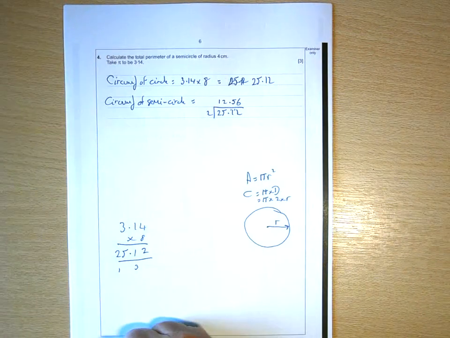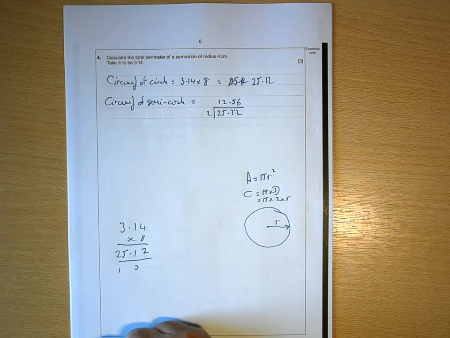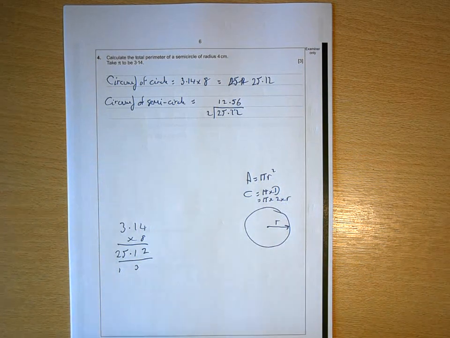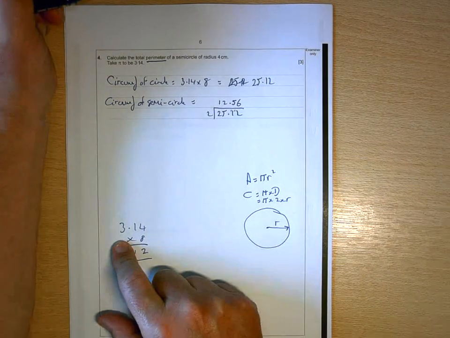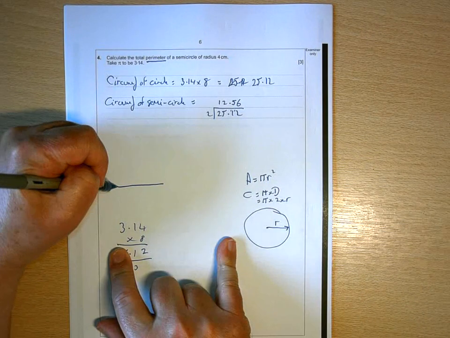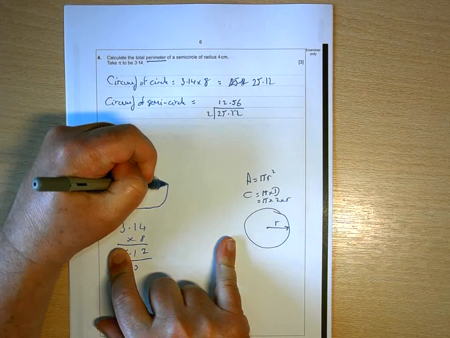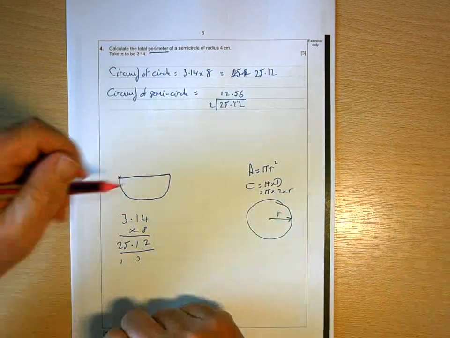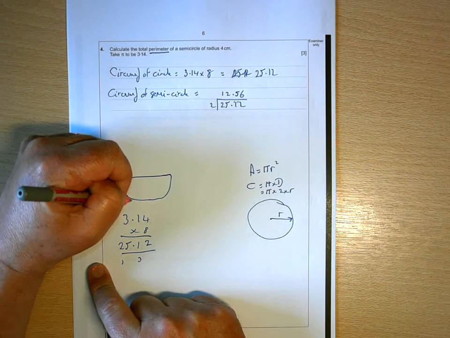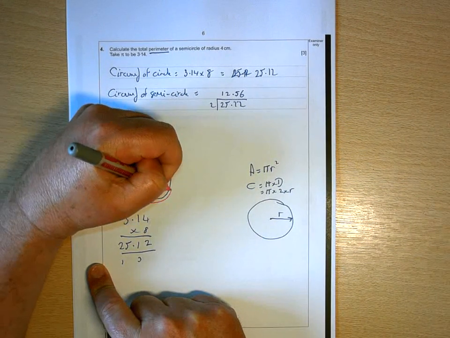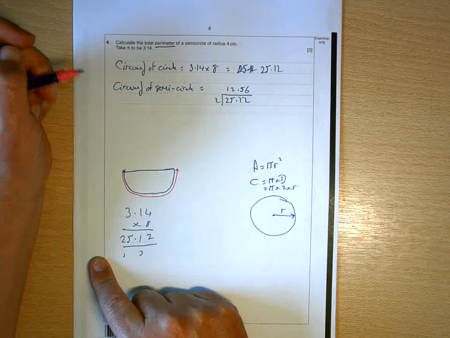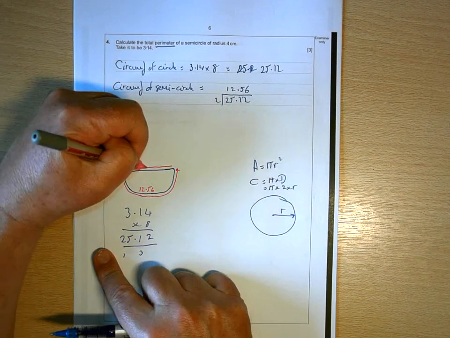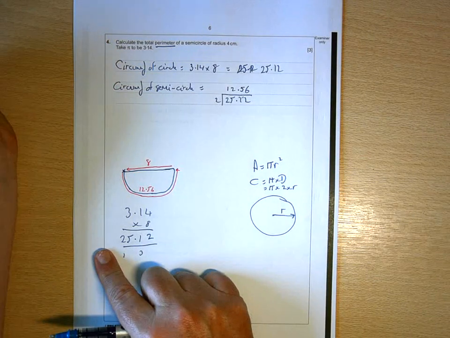So the circumference of the semicircle is 12.56, but we're looking for the perimeter. Now the perimeter of the semicircle will be the distance you travel if you start at one end, walk along that part of it, which we've worked out is 12.56. Then we've got to get back to the start, which is an additional 8.